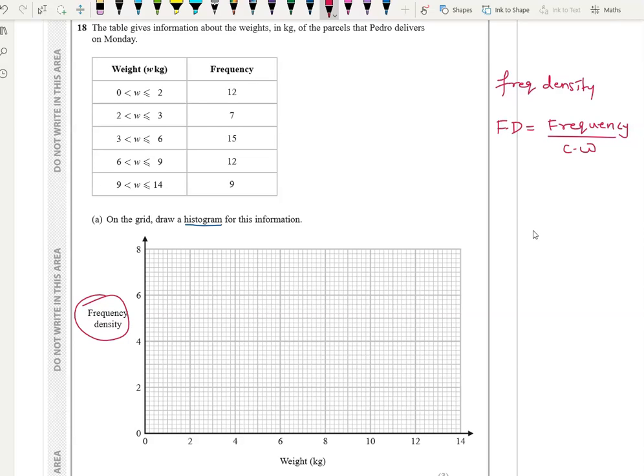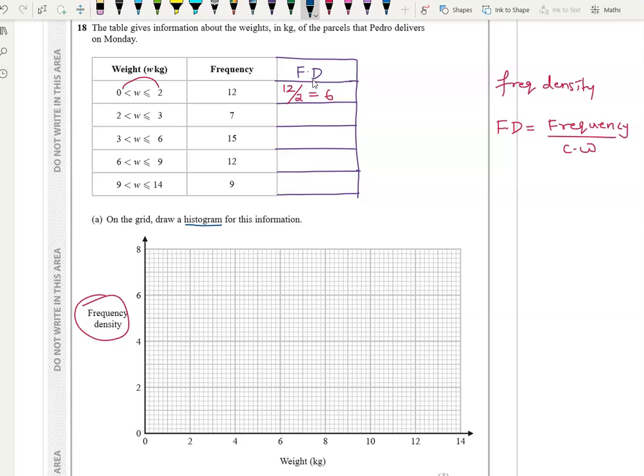So what I will do is we will add one more column here. So in the third column we will write the heading frequency density. The formula is divide the frequency by the class width. For the first group, frequency is 12. You divide by the class width. Width of the class, you subtract the two limits. So 2 minus 0 is 2. So 12 divided by 2. So frequency density is 6.